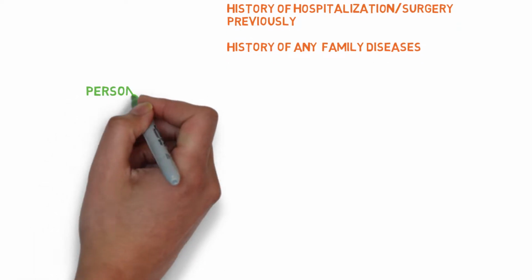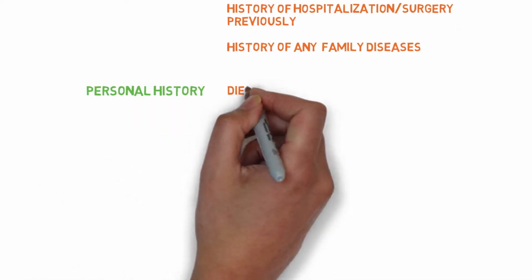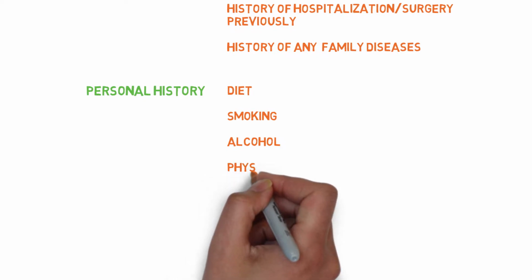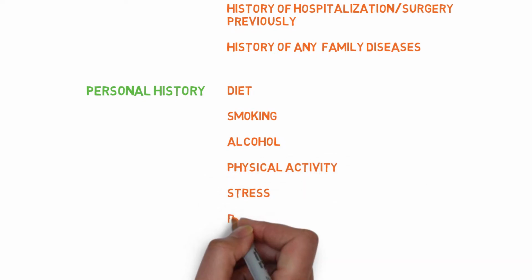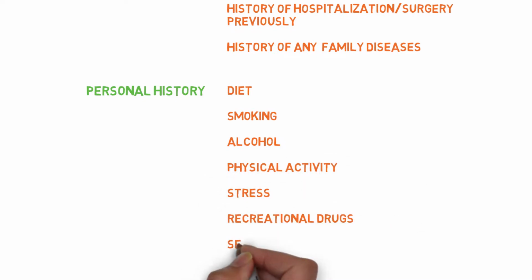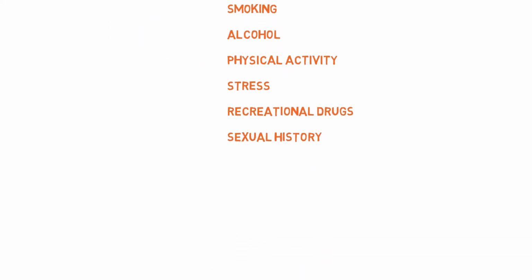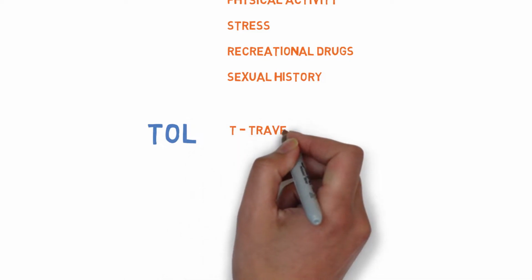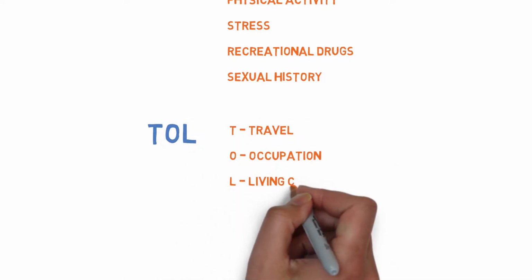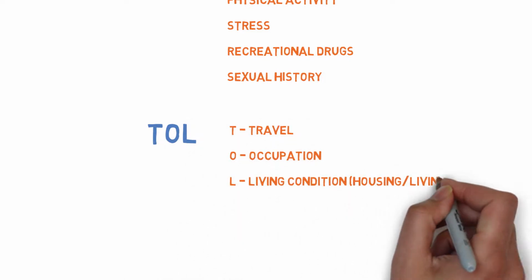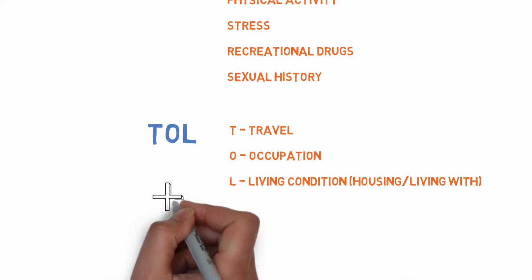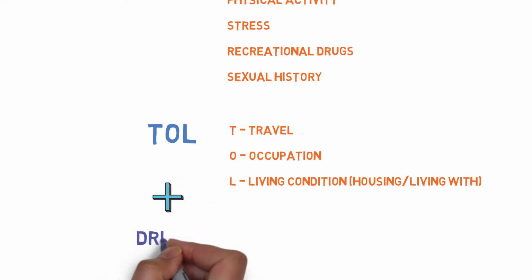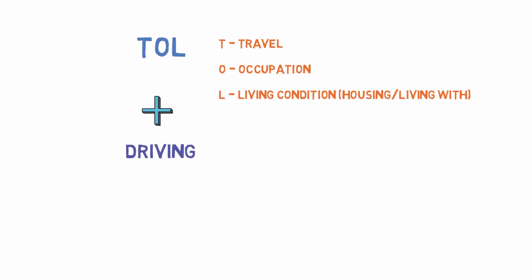Coming to the personal history. Elaborate diet, smoking, alcohol, physical activity, stress, recreational drugs, sexual history. Ask for TOL. T for travel, O for occupation, L for living condition including housing and with whom he or she is living. Plus, ask about driving, whether he or she drives any vehicle or not.